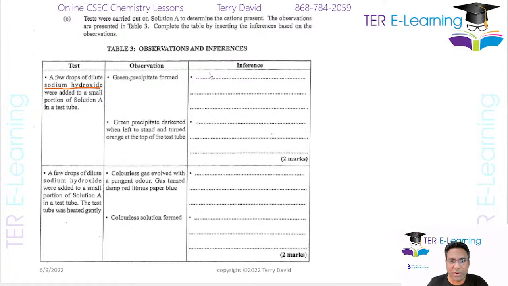Once you see green precipitate, all you're going to tell them is Fe2+ present. That's it. Right, you're getting 1 mark just for saying that Fe2+ present. They didn't ask me for an equation, so I'm not even bothering as yet. Now, the next thing here, they said the green precipitate darkened when left to stand and turned orange at the top of the test tube. Now, my first guess here is that the Fe2+ is being oxidized to Fe3+. So what we're going to get here is Fe3+ present. Right, that's my guess for this one here.